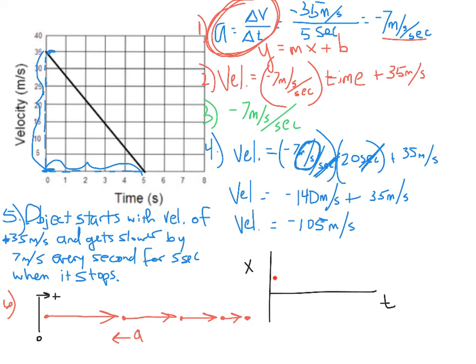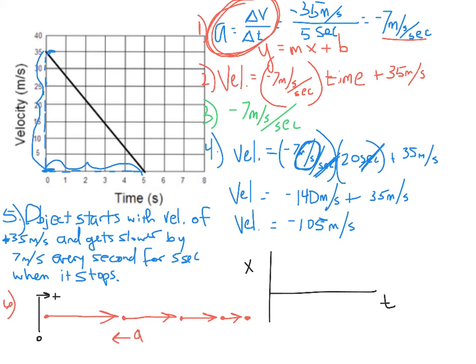Now, what's going to happen to it? Because again, this is going to have to be a curve. How do we know this has to be a curve? Because what's happening to our velocity? It's changing. Our velocity is changing by this much, negative 7 meters per second, every second. So we're starting fast and positive, but it's getting slower, which means the steepness has to be decreasing, getting less steep.